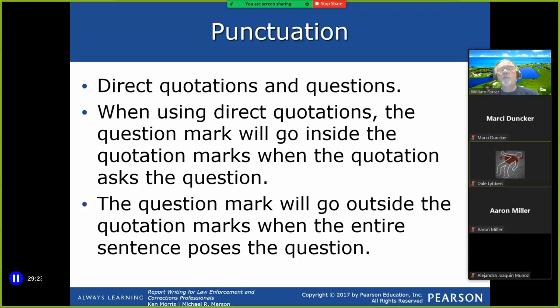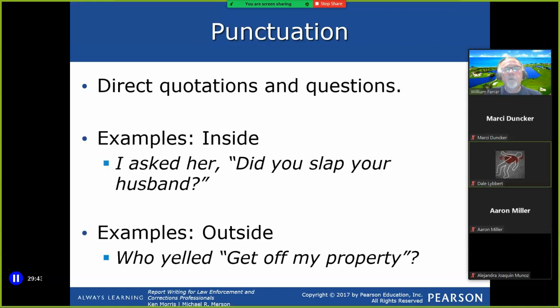Direct quotes. When using direct quotes, the question mark will go inside the quotation marks when the quotation asks the question. The question mark goes on the outside of the quotation marks when the entire sentence poses a question. So a lot of people get this wrong, and even I do every once in a while. So some examples. And what I mean by inside or outside the quotes, maybe you never even thought about this. And again, it's not going to kill your report. It's just me kind of reminding you.